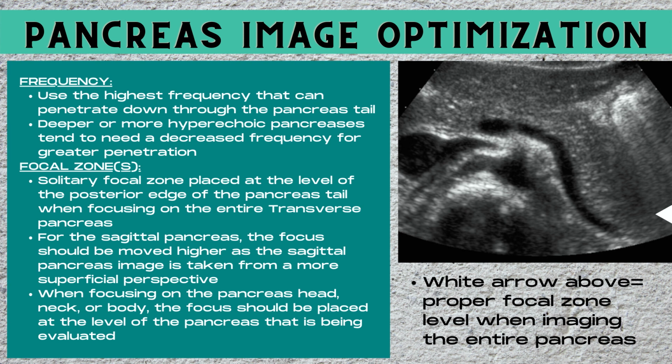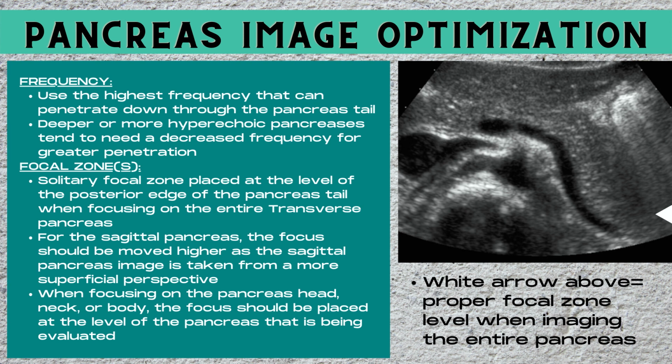For frequency, you want to use the highest frequency that can penetrate down through the pancreas tail. Note that deeper or more hyperechoic pancreases tend to need a decreased frequency level for greater penetration. Now let's talk about the focal zone control.